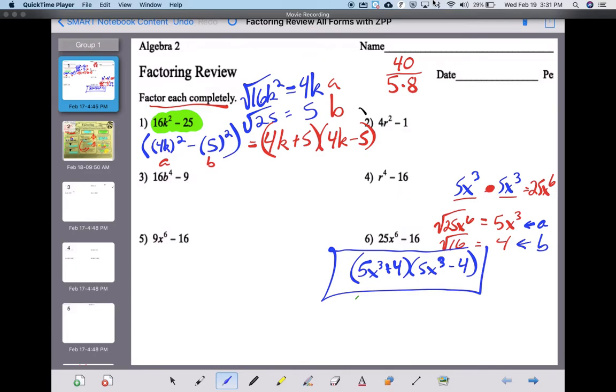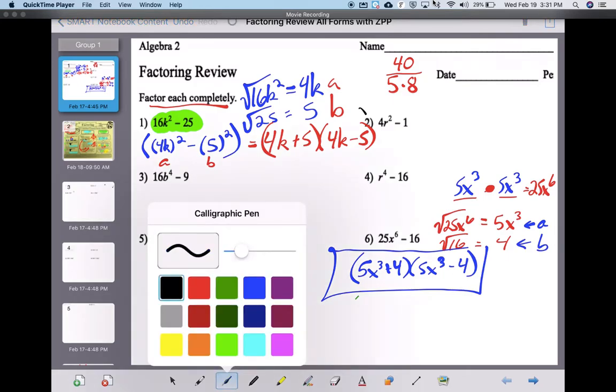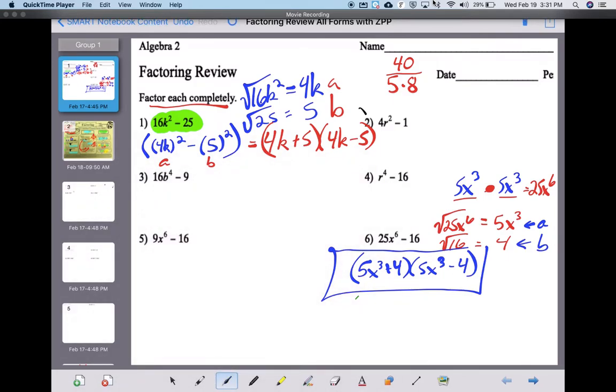Yee-haw. Number 4. Can you square root both terms? Yes, the square root of r to the 4th is r squared, and the square root of 16 is 4. So factored form is going to be r squared plus 4 times r squared minus 4. And if you FOIL that back together, you will get r to the 4th. You also get positive 4r squared and negative 4r squared, but those cancel out. You'll get r to the 4th and negative 16 for your final answer. That's how you check it.